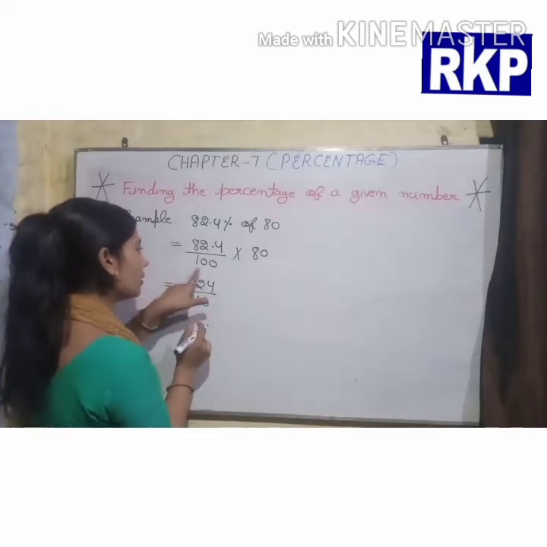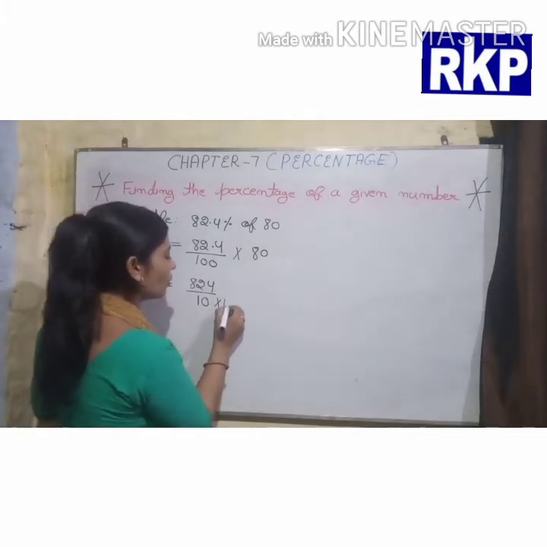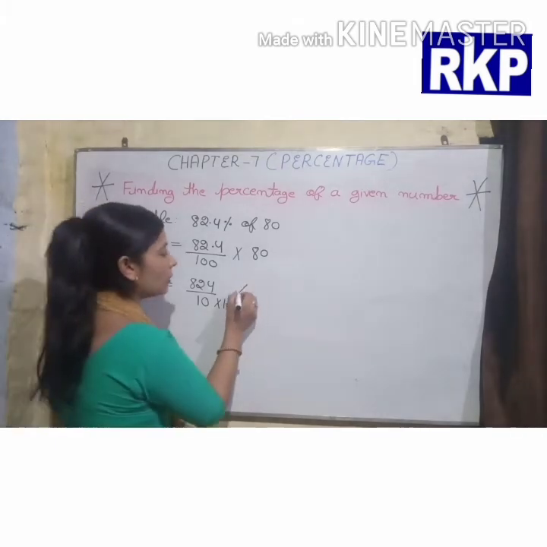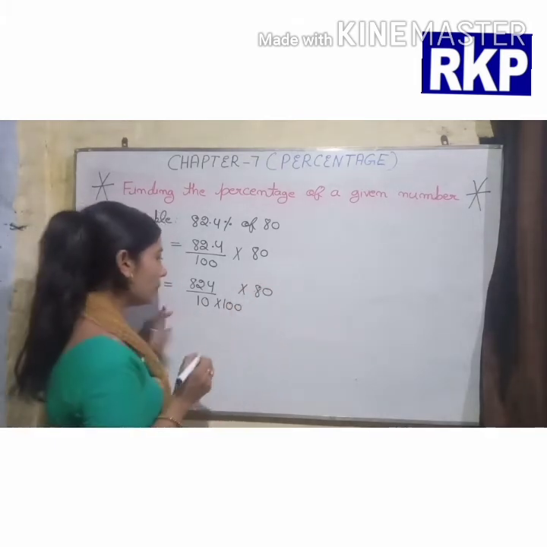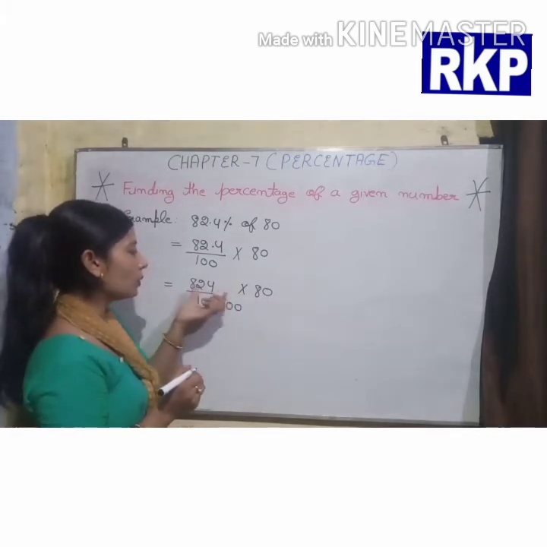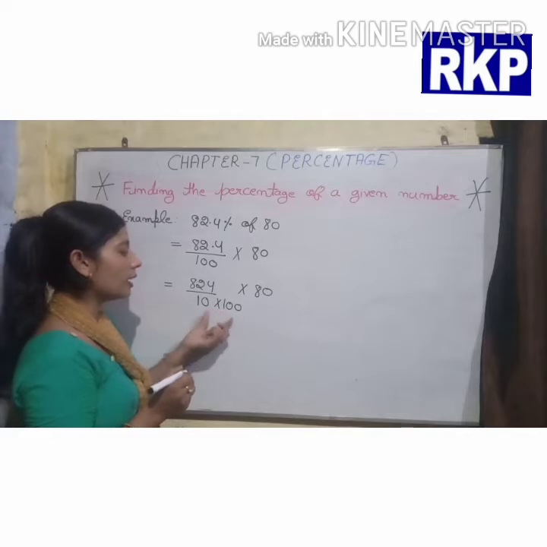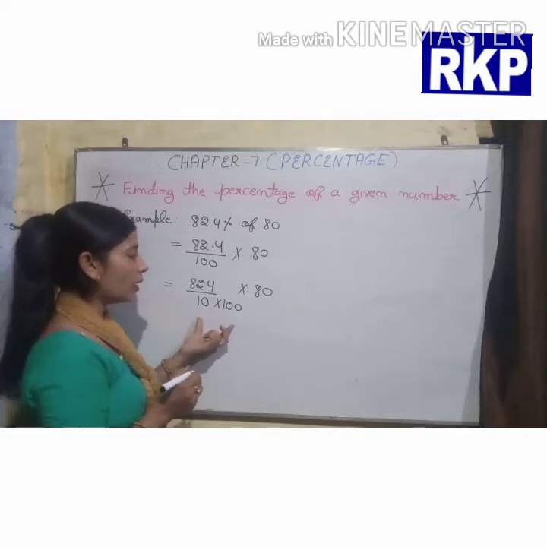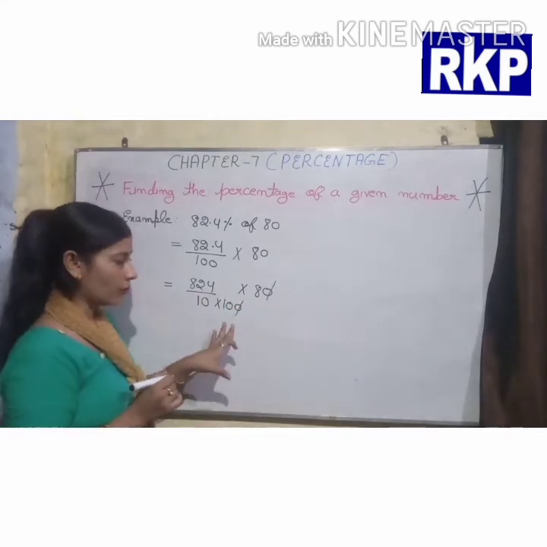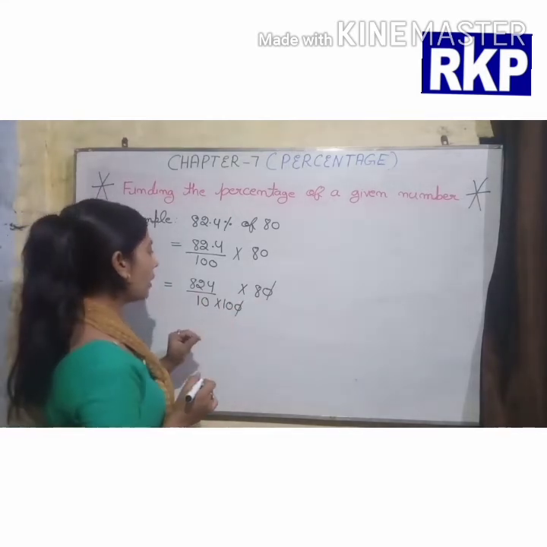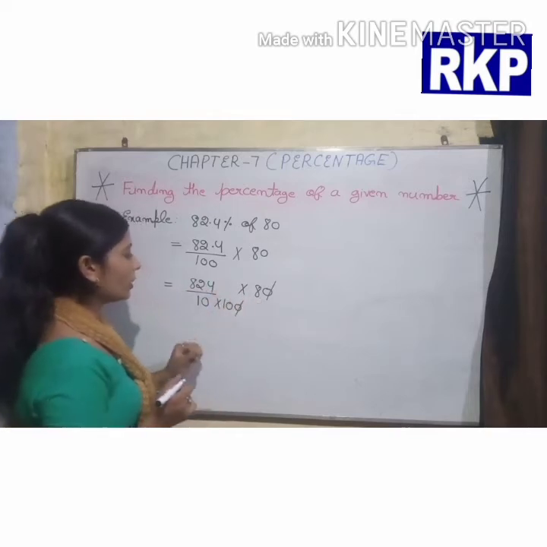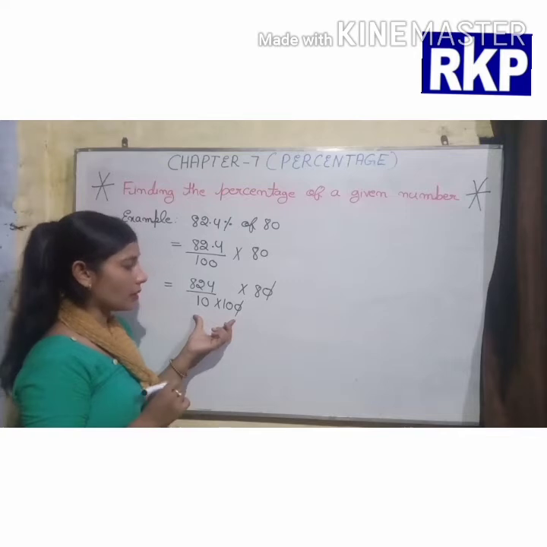Now beta, here we have 100 also as a denominator, so we have to write this also. Multiply 80. Okay, now 824 and 80 as a numerator and 10 and 100 as a denominator. Now cut 0 with this last 0. Now here we have 824 and 8. So beta, here we can cancel also.